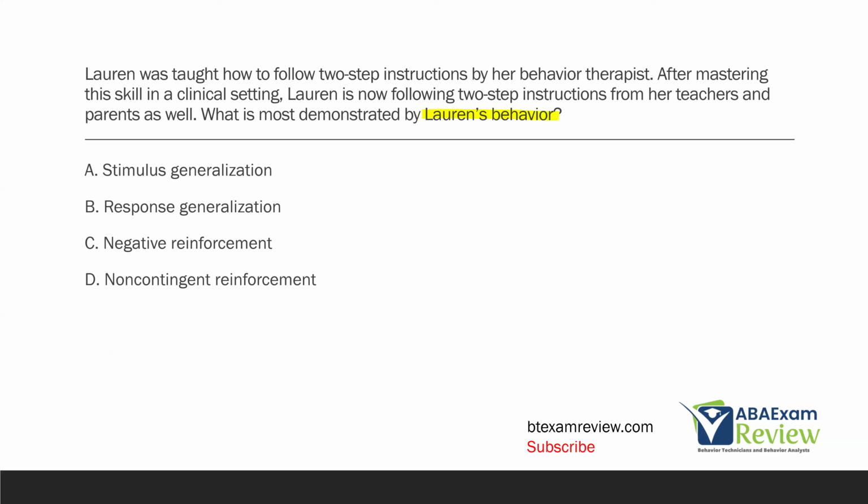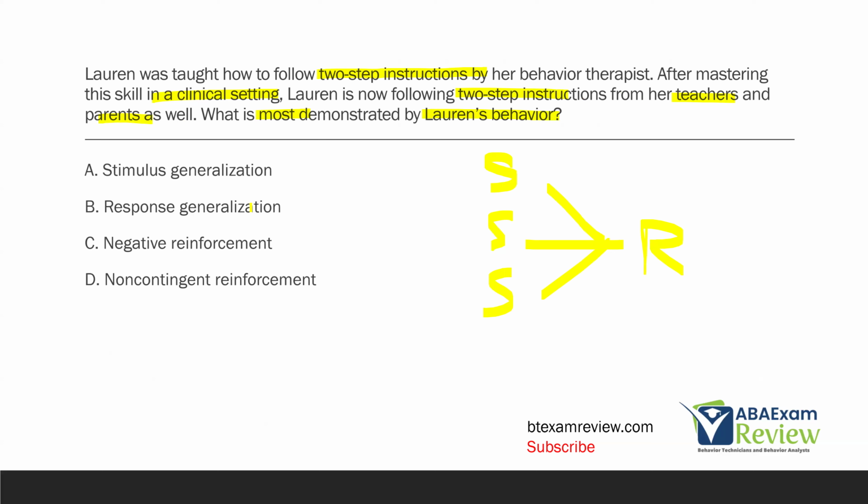So we're looking at Lauren's behavior specifically. And what is most demonstrated, right? We want the best, strongest answer. What do we know about Lauren? We know Lauren was taught to follow two-step instructions in a clinical setting. So she was taught how to do this behavior in a controlled environment. Now she can follow two-step instructions from teachers and parents as well. So let's think about that. If her behavior therapist is a stimulus, and then her teachers are the stimulus, and the parents are the stimulus, and all three can reliably evoke the response of following two-step instructions, what are we going to call that?